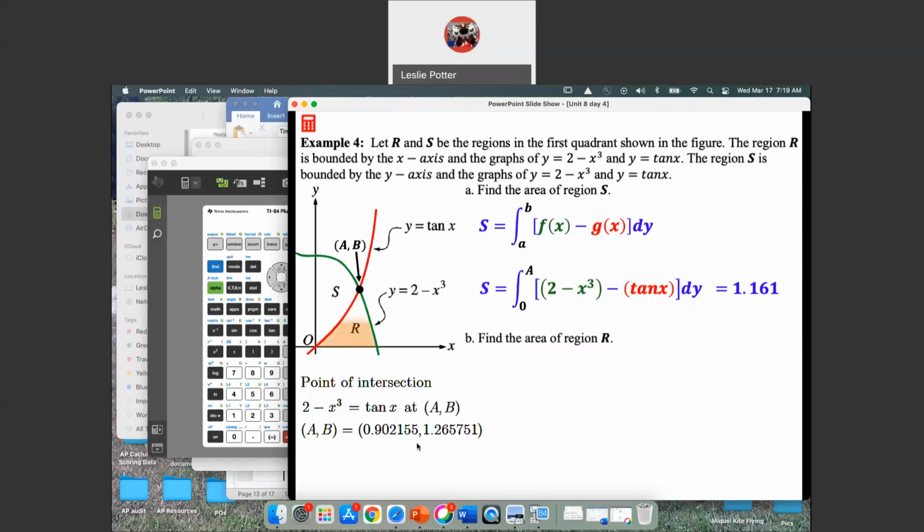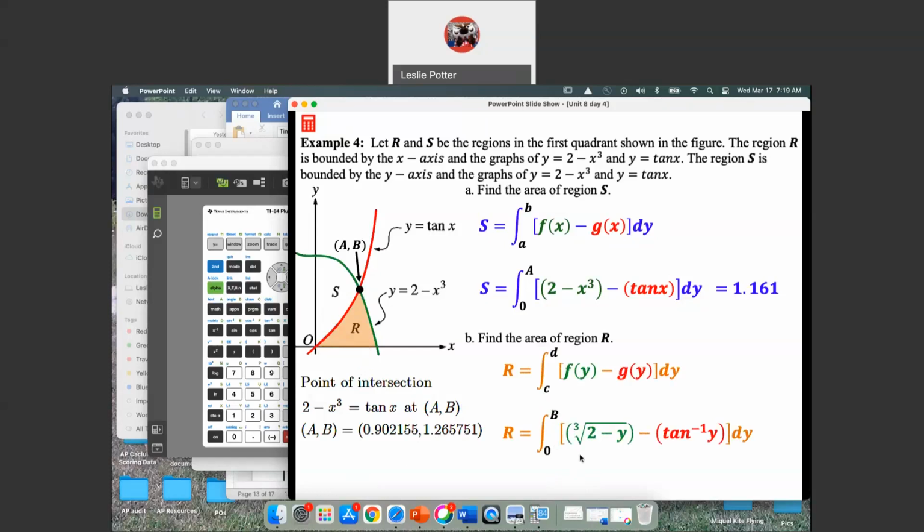But we can also sweep from bottom to top, which changes it to our dy question. So if we sweep from bottom to top, then if we spin that counterclockwise 90 degrees, the green is the big function, the red is the little function. So it looks like this. Bottom to top means I start at 0 and go to this y coordinate, which is b. And again, since I've defined b to be 1.265751, I can use b in my notation.